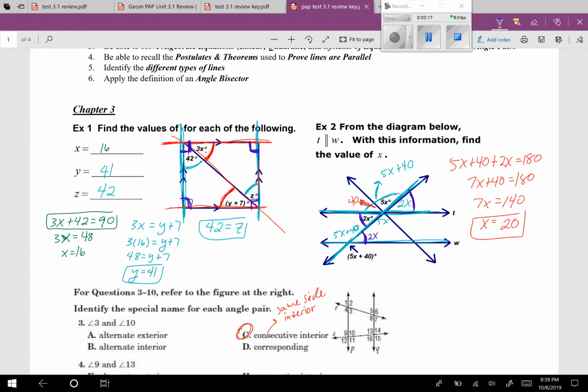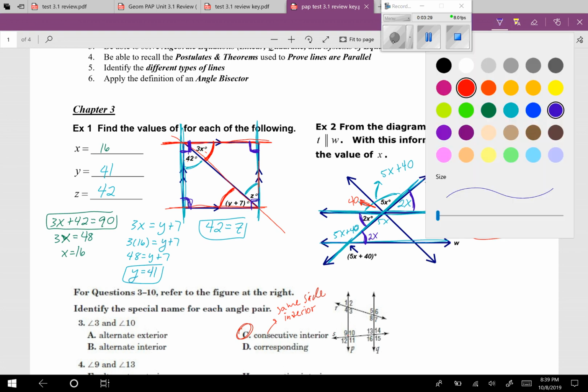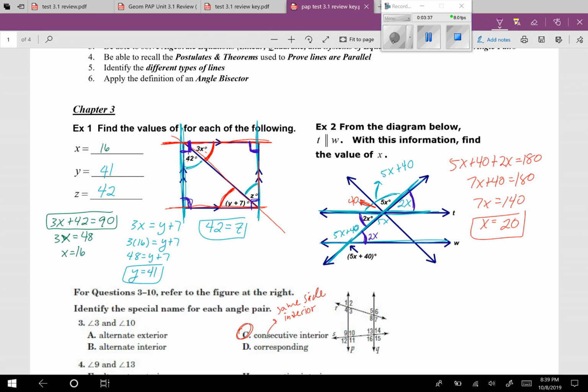One thing you can see is that this 5x plus 40 and this 2x together are making this linear pair. So right here, this is a linear pair. So this 5x plus 40, which is this angle, plus the 2x, equals 180 because it's a linear pair.